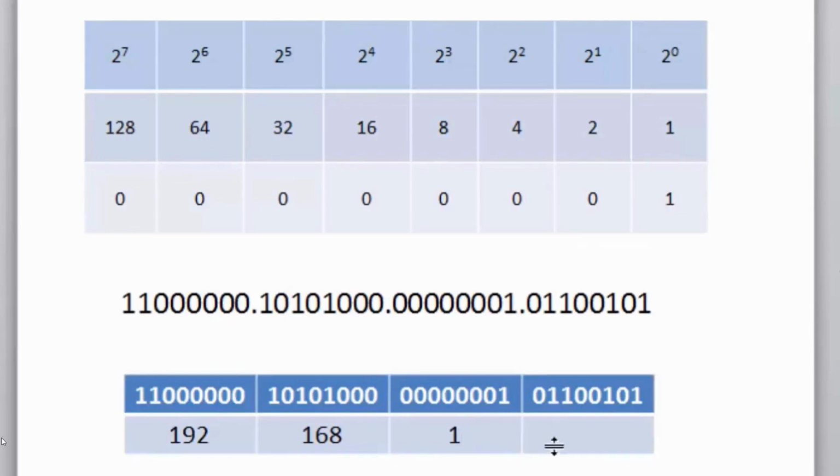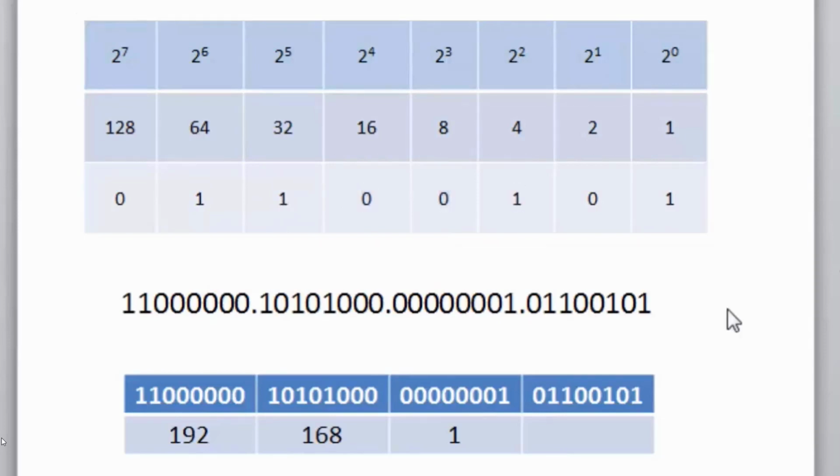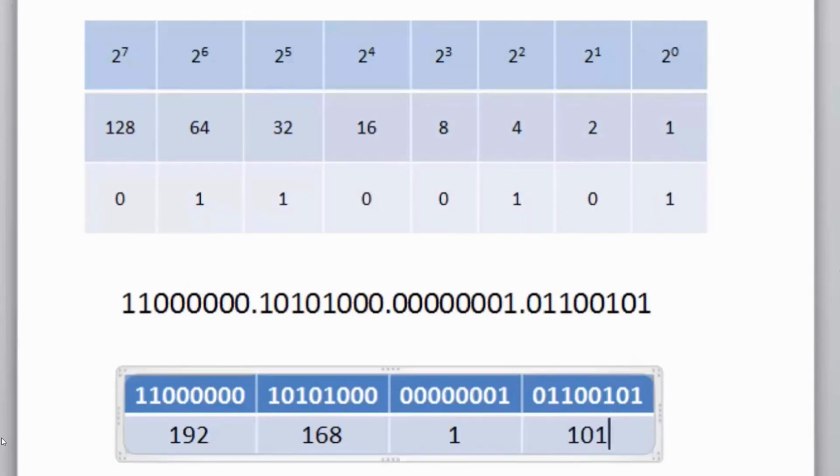And then finally, we have a number here. I'll plug it in here into my table. And I have the number 01100101. We can see that 64 plus 32, we've already said, is 96. Plus 4 is 100. Plus 1 is 101. So the conversion of this binary IP address to decimal is 192.168.1.101.